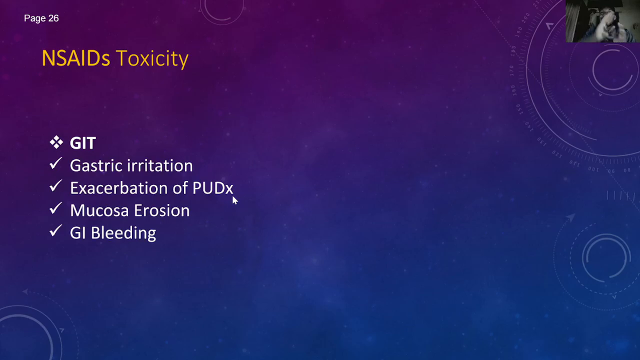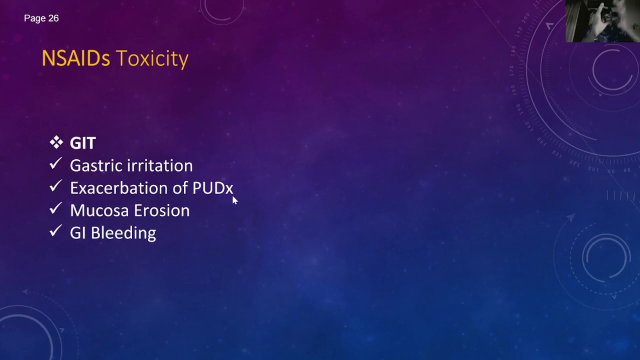And once it inhibits that enzyme, that mucosal barrier will be lost. And if it is lost, that means gastric erosion will take place, right? So that's why it's important. You ask a patient, you do a drug history.